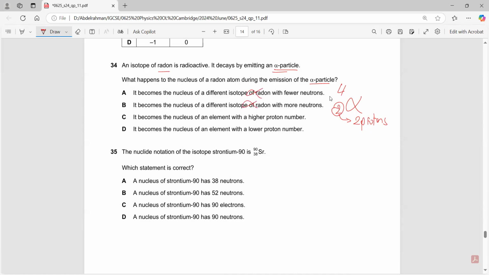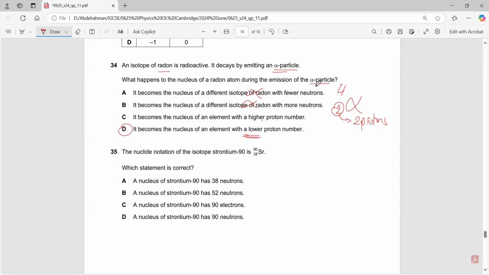This is wrong. Taking out two protons, will you have an element with a higher proton number or with a lower proton number? Yes, definitely with a lower proton number. So for example, if it had 10 protons, you take out an alpha, so you have only 8 protons remaining. Therefore, it's a totally different element.